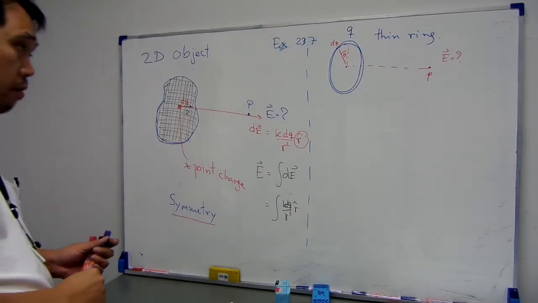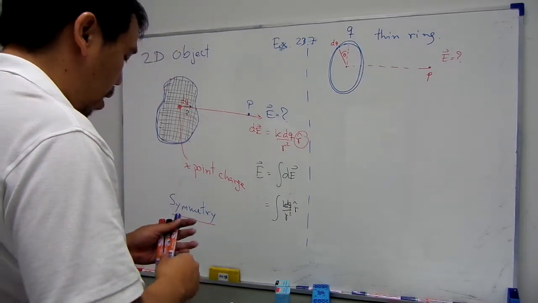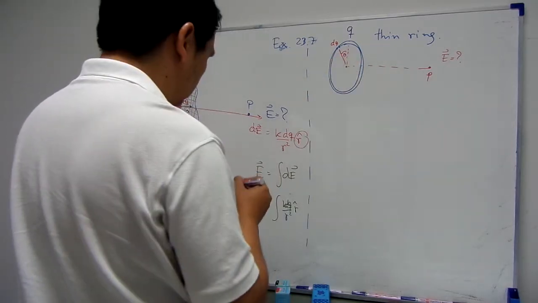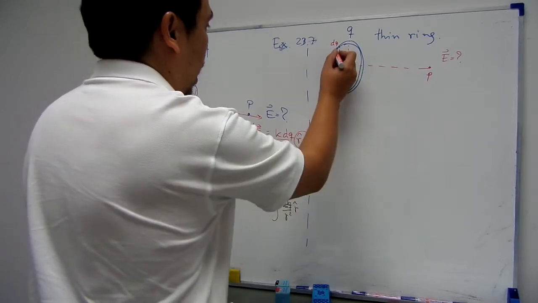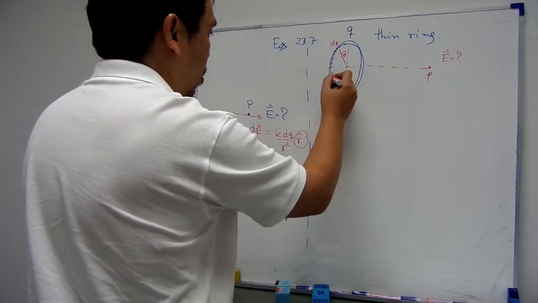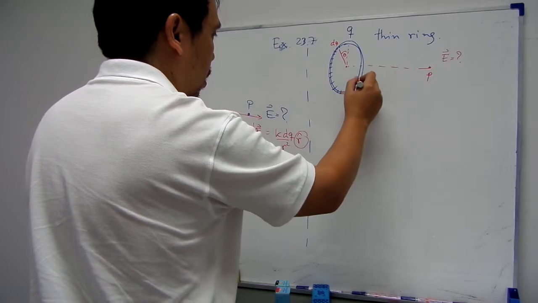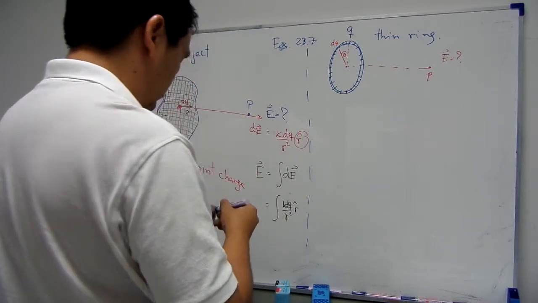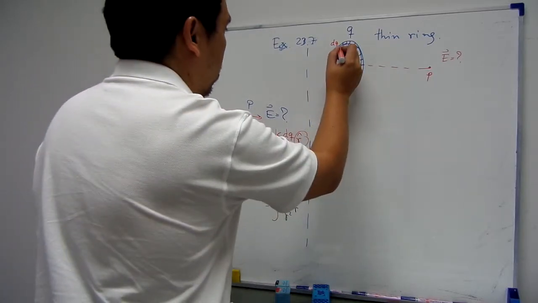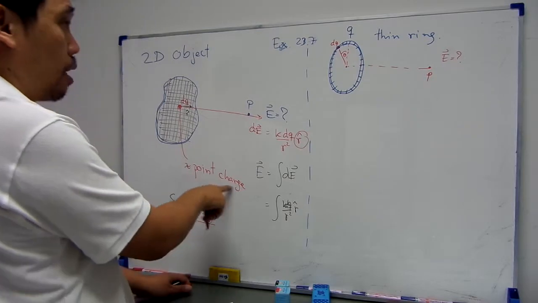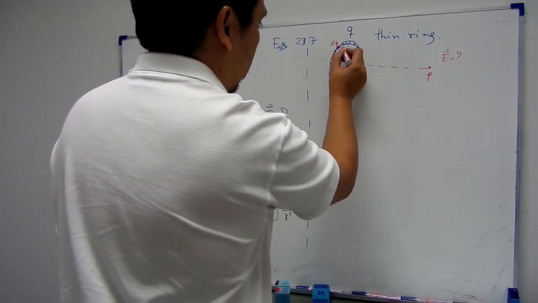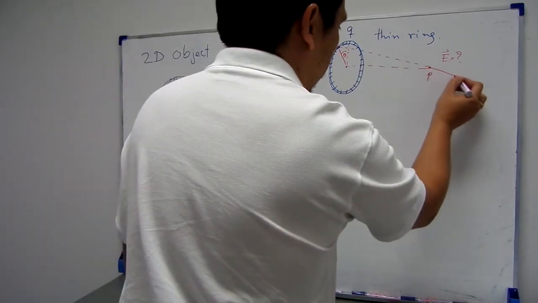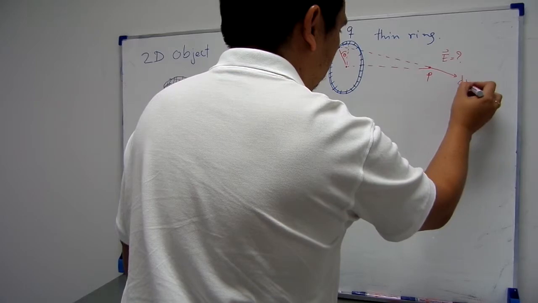Now, the method that we use to calculate the electric field is the same. We divide the ring into a lot of small pieces, and then we calculate the electric field at point P from a small piece that we assume is a point charge. So we have the dE like this.